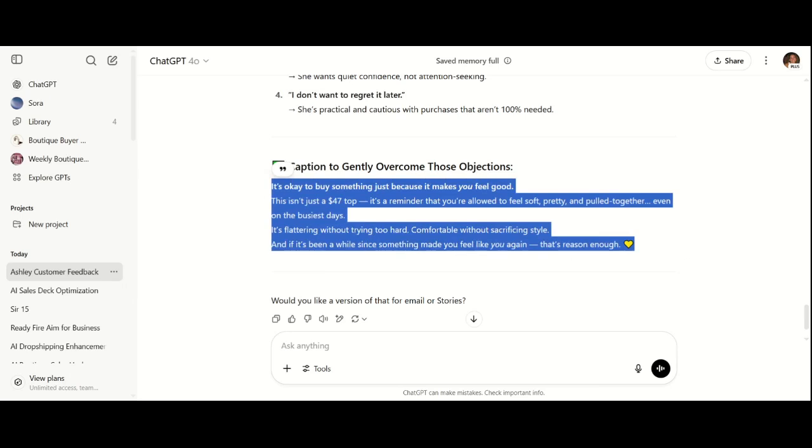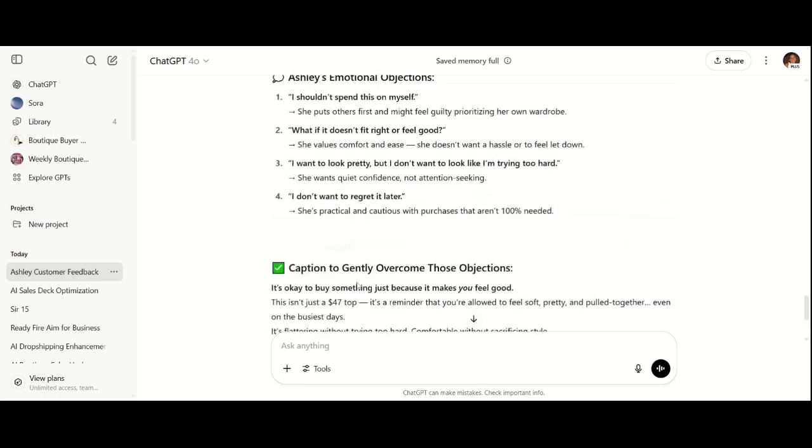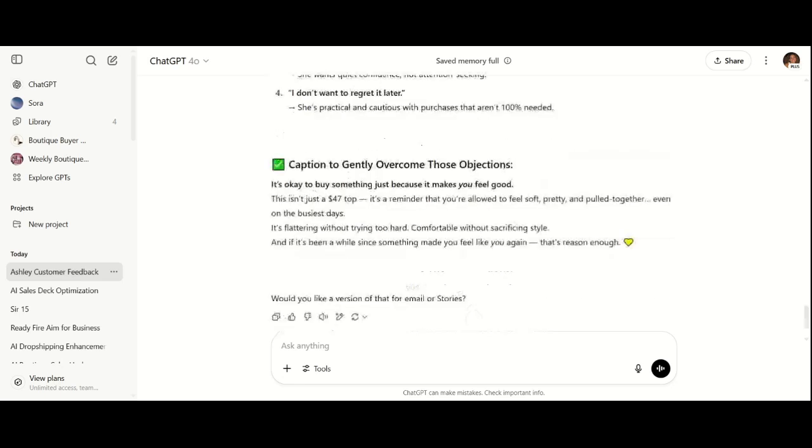It's okay to buy something just because it makes you feel good. This isn't just a $47 top. It's a reminder you're allowed to feel soft, pretty, and pulled together, even on the busiest days. It's flattering without trying too hard, comfortable without sacrificing style. And if it's been a while since something made you feel like you again, that's reason enough. Okay, that's a caption. I could say, give me a few more, which I do quite often.